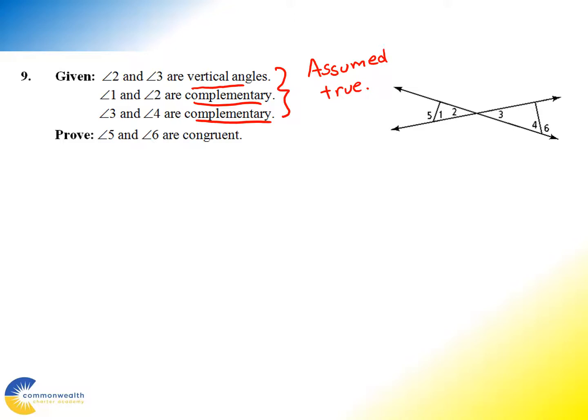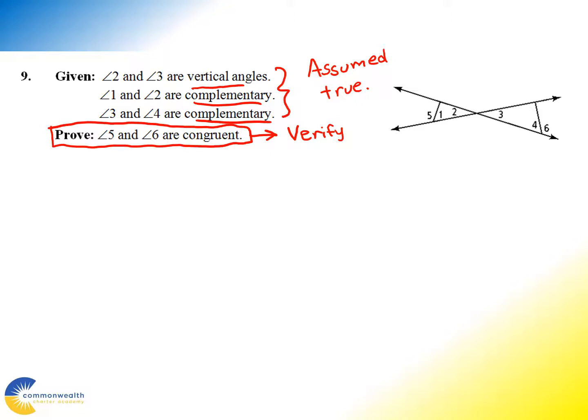Whereas this, next to the word prove, means that we have to verify this. It cannot be assumed to be true. The very last statement of my proof should conclude with angle 5 and angle 6 being congruent. I am certainly not going to say at the end it's a given statement. It isn't. This is what I'm looking to show.